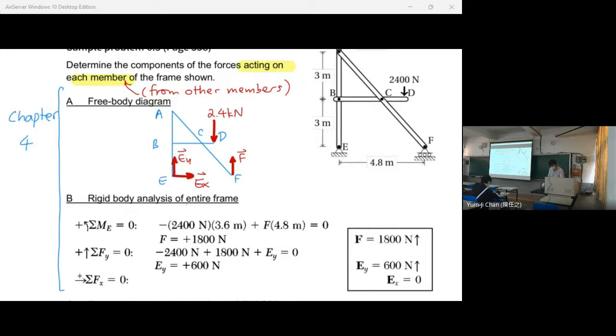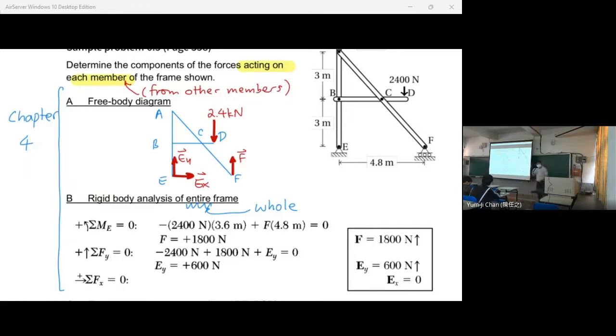Entire frame means whole frame. Okay. Here, I think you can do this, right? You take the reference point at E, and then find some moments so that you can get E. So you can get F is equal to 1,800 newtons and so on.